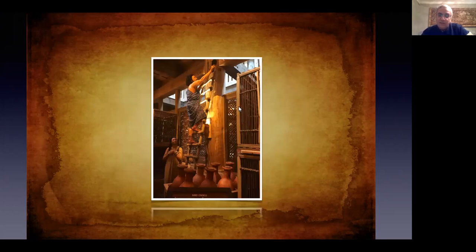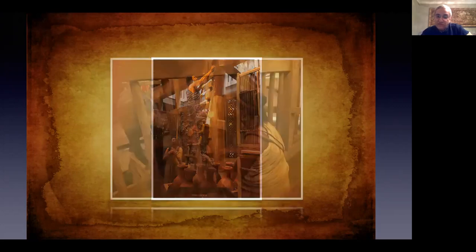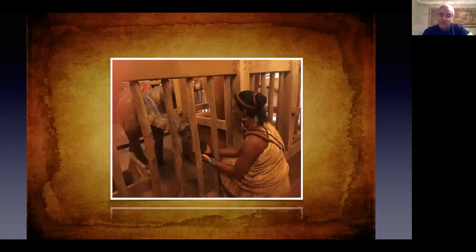Now, they think that on the third floor, they made it the living quarters of the four families, Noah and his wife, and three sons and their wives. And they made it as a sort of a living, functioning house, if you like.